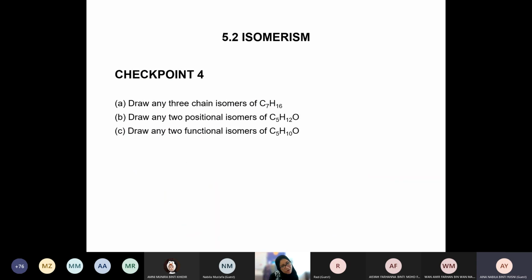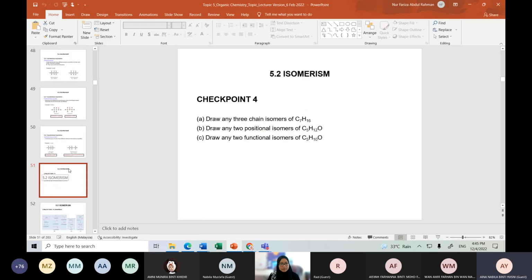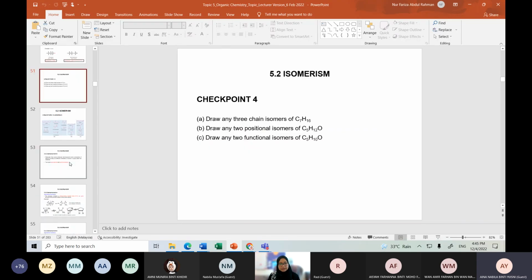Checkpoint 4: draw any three chain isomers of C7H16. So this is like your homework. We are going to proceed to the next slide. Please complete this checkpoint. We will discuss it next week.